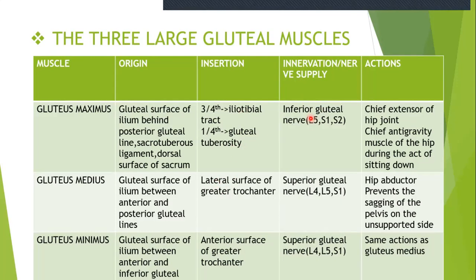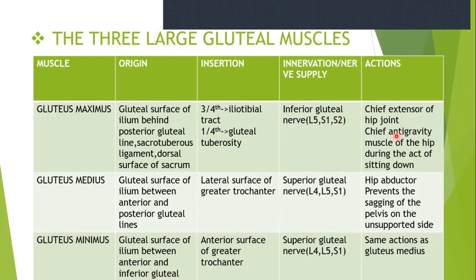Its nerve supply, note, is by the inferior gluteal nerve, please. Inferior gluteal nerve, these are its root values, L5, S1, S2. Which are the actions of the muscle itself? The action of the muscle is that it is a chief extensor of the hip joint.